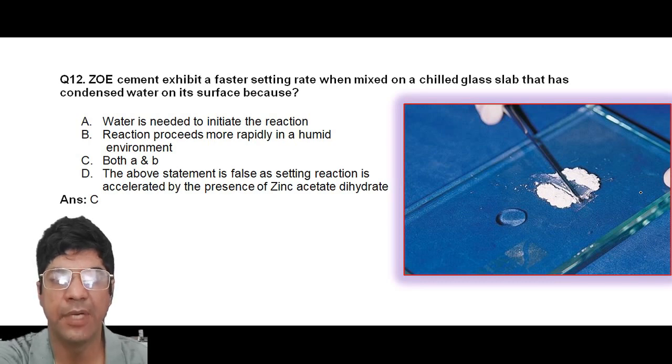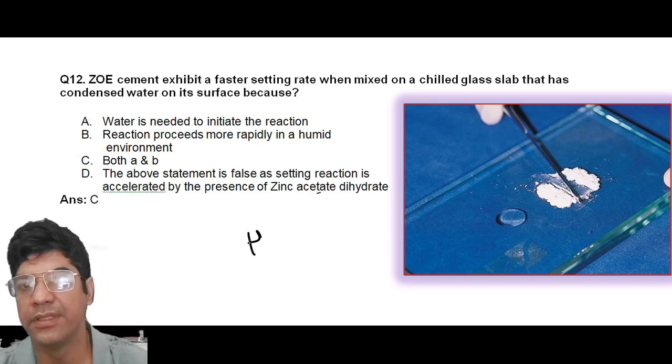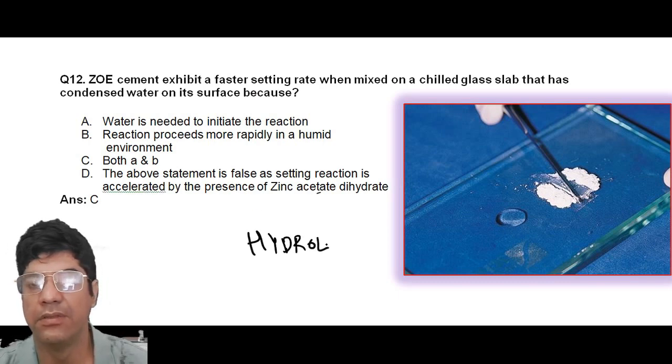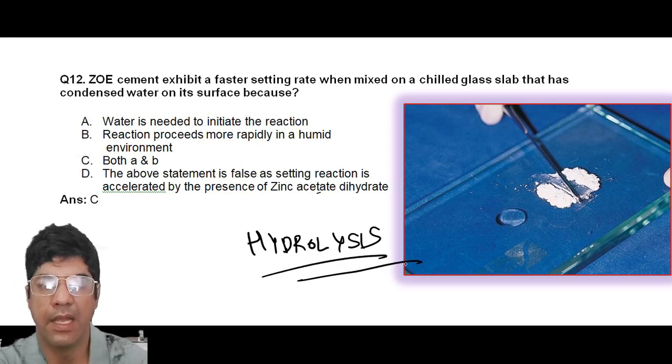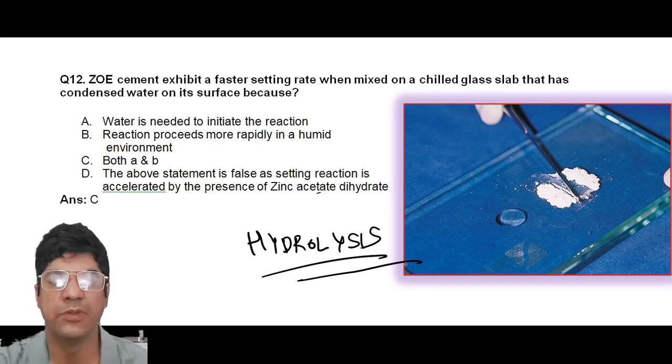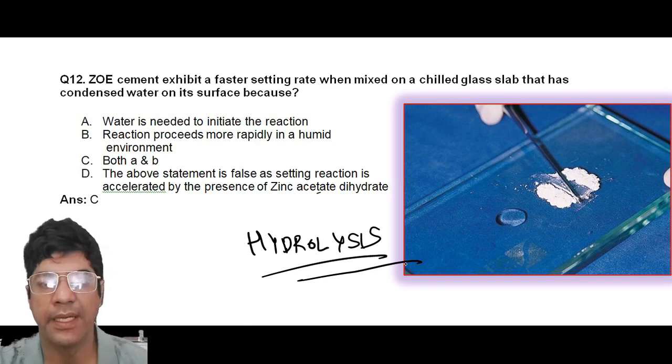So zinc oxide eugenol cement exhibits a faster setting rate when mixed on a chilled glass slab that has condensed water on its surface. As we know, water is essential to initiate the reaction. The setting mechanism of zinc oxide eugenol involves the hydrolysis of zinc oxide and the reaction between zinc oxide and eugenol to form a chelate. So water is required to initiate this reaction.